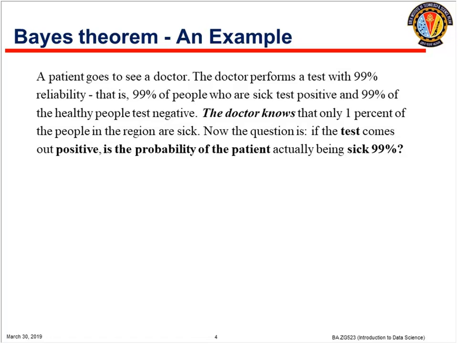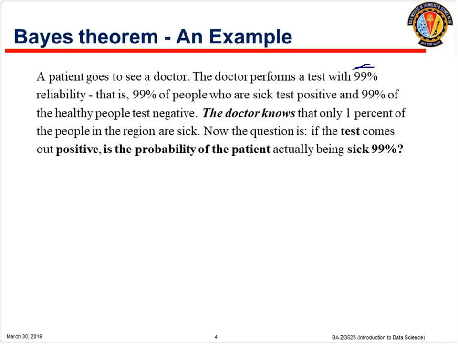The test has 99% accuracy or reliability. 99% reliability means if the person who has come to visit the doctor has the disease, then 99% of the time the result will come out positive. On the other hand, if the person doesn't have the disease, then 99% of the time it will show a negative result. So it is 99% reliable in both the positive and negative case.